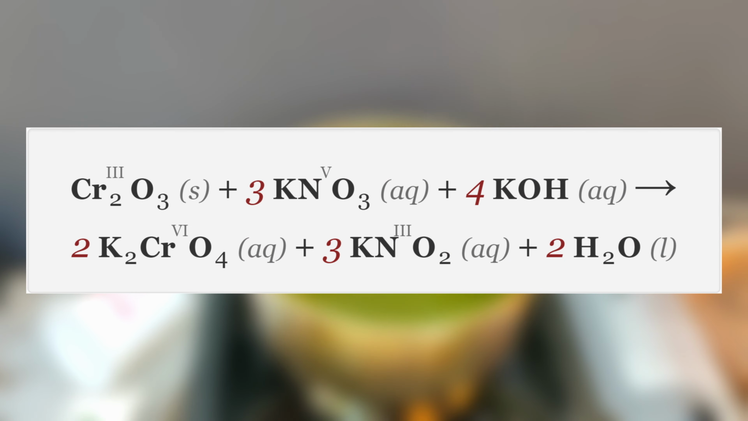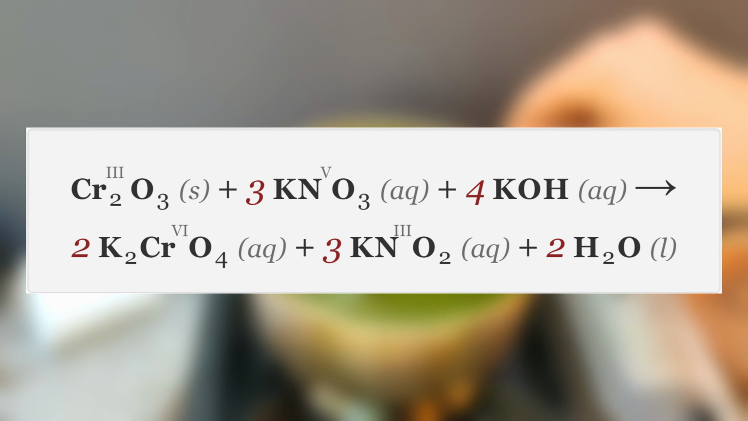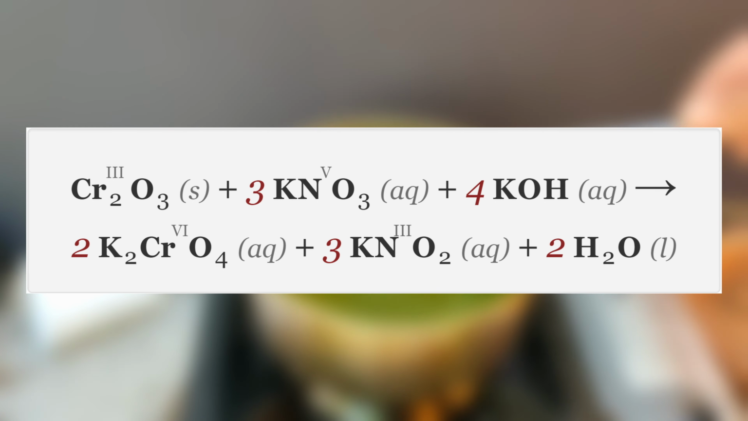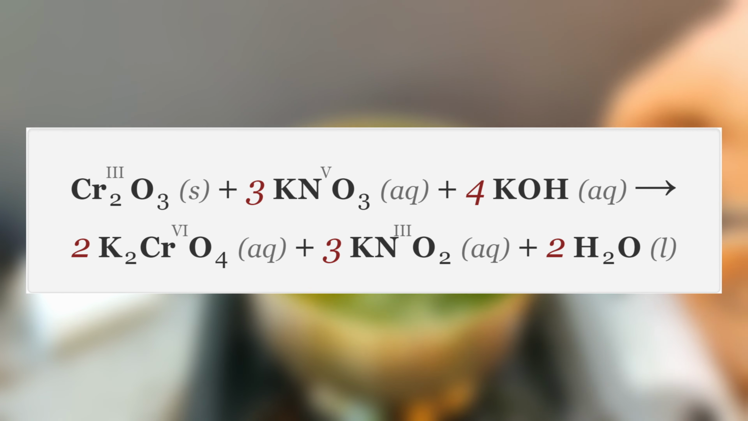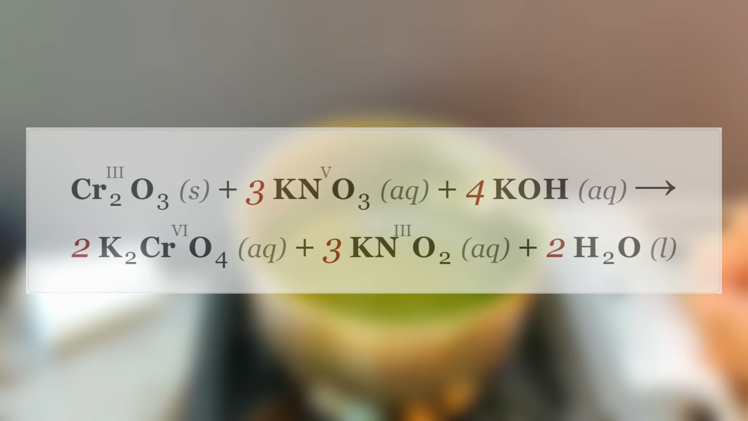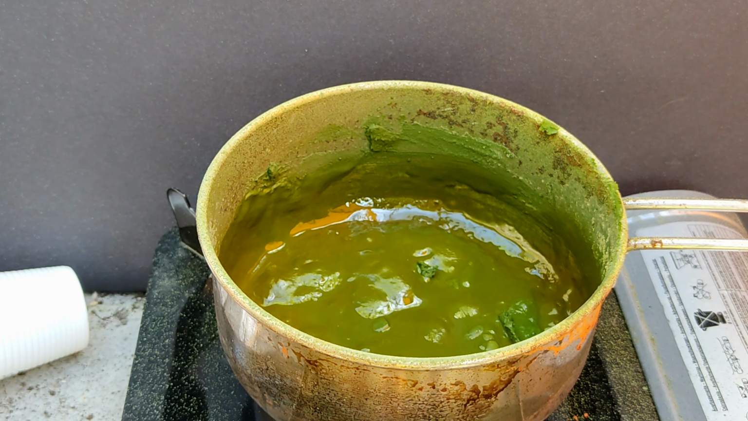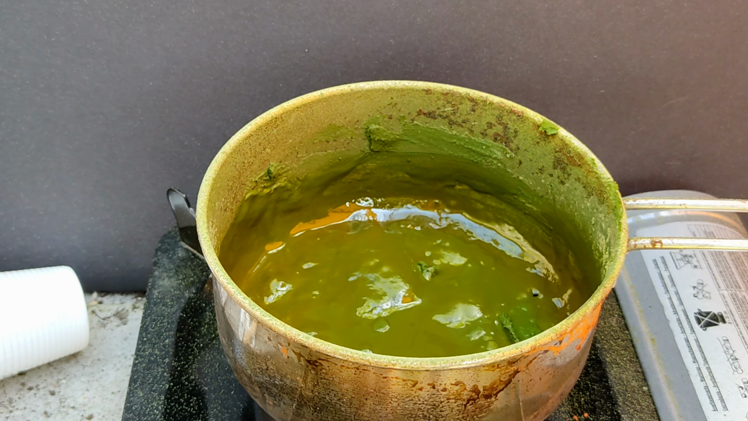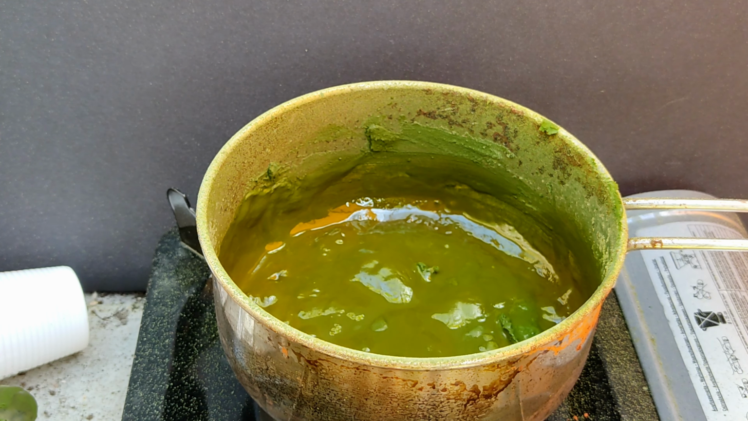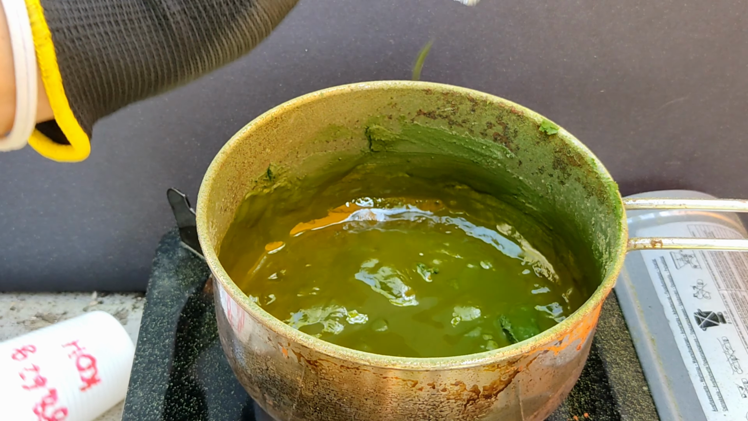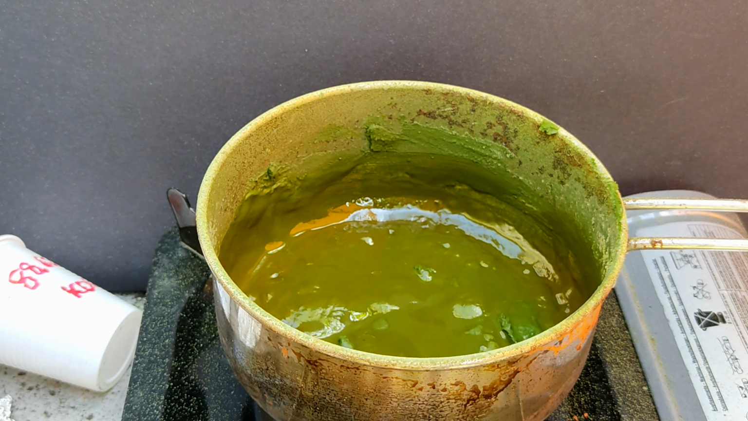In this reaction, potassium nitrate is the oxidizer. The nitrogen of potassium nitrate gets reduced from oxidation state 5 to oxidation state 3, while the chromium species gets oxidized from oxidation state 3 to oxidation state 6. Then the mixture is allowed to cool down, resulting in a solid mass of reactants and the final product, potassium chromate.